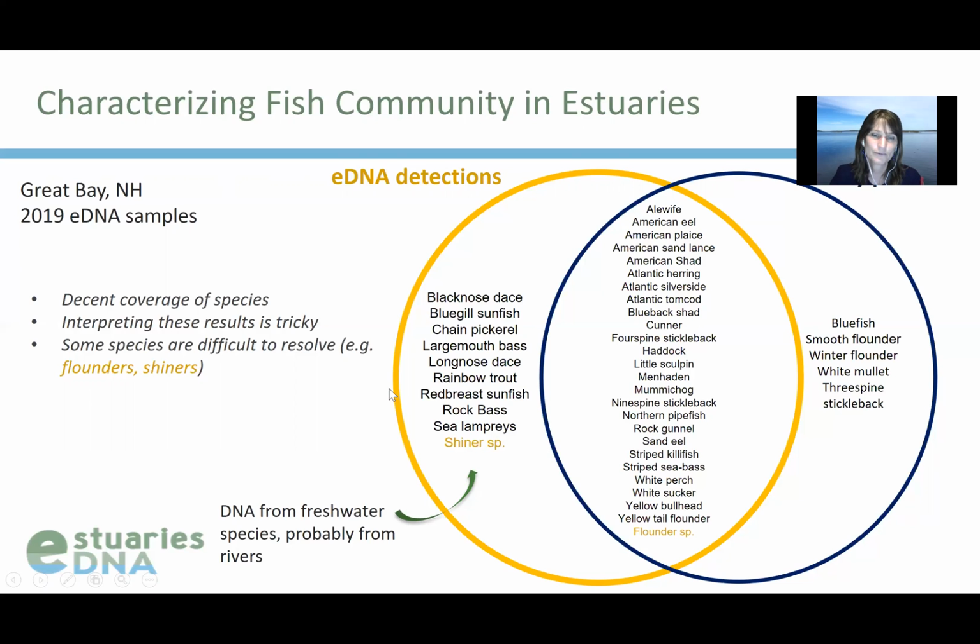The other thing we found is that we see a whole lot of species that are probably not actually present in the Great Bay Estuary. These are freshwater species, and they are probably related to DNA that's coming into the estuary from the freshwater river. So that's just being transported in. Overall, we felt that it was pretty decent coverage, but you have to be careful to understand that the DNA does not mean that the actual species are present.